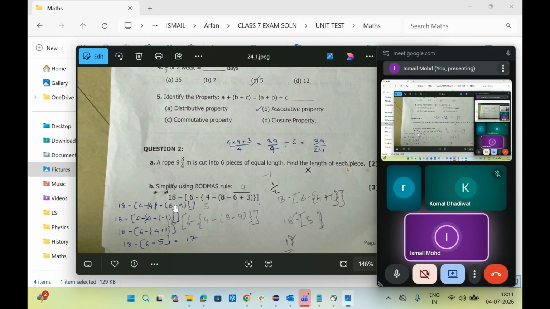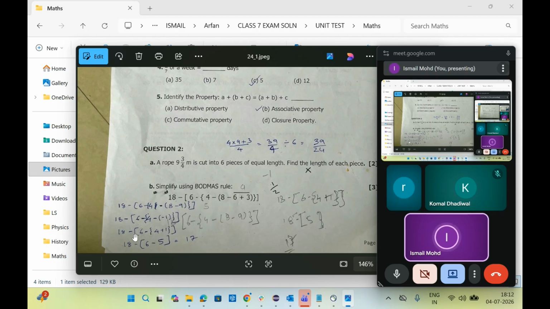So you keep the entire thing as it is. 18 minus 6, minus 4, minus this inner bracket, 8 minus 9. 8 minus 9 is minus 1. So this is like minus minus 1. You have to write the entire thing again, and this minus 1. So minus into minus 1 becomes plus 1. So this will be nothing but 4 plus 1. 4 plus 1, again you have to solve, it is 5.